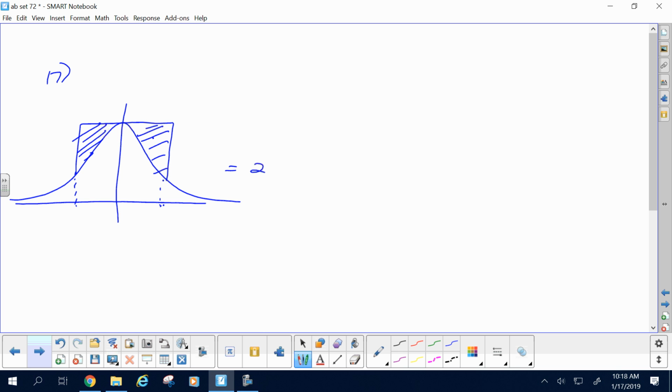If I want the shaded region, then I actually like taking the whole rectangle and subtracting away the piece below it to get the upper piece, yeah? So think upper minus lower.